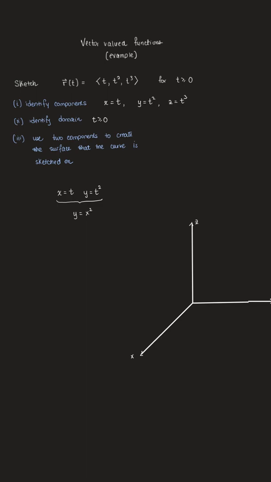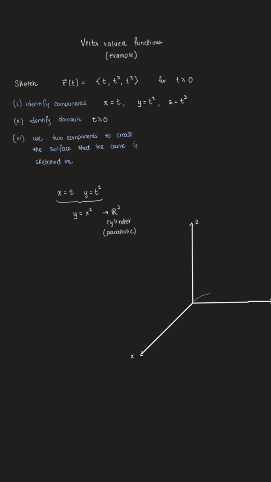Now note that in R3, this is actually a cylinder, right? Because z can take on any values, and this travels along the z-axis. And so it's actually a parabolic cylinder. So we can sketch our parabola y equals x squared. I'm going to try that on the 3D coordinate system I've drawn.